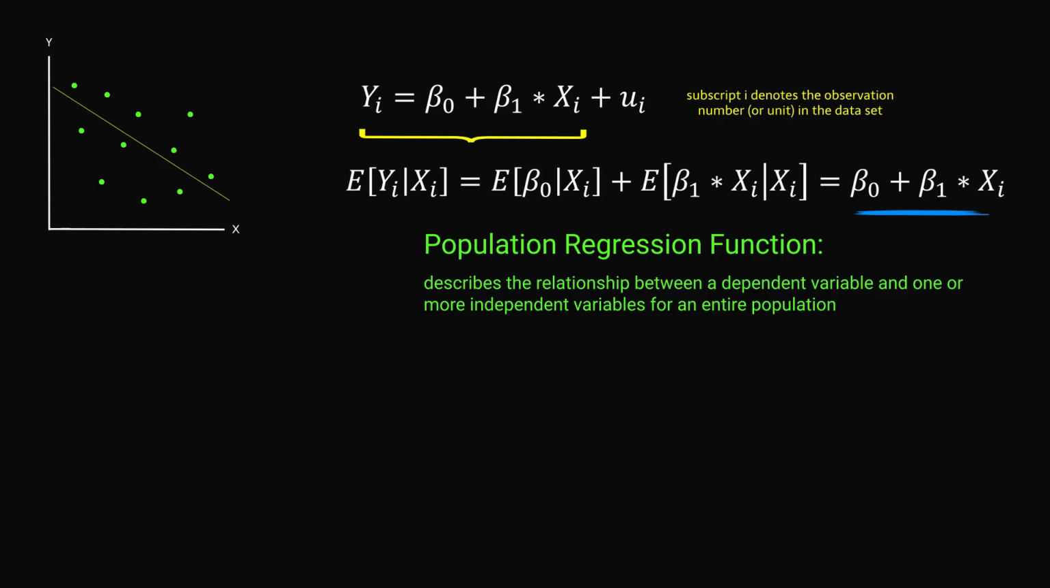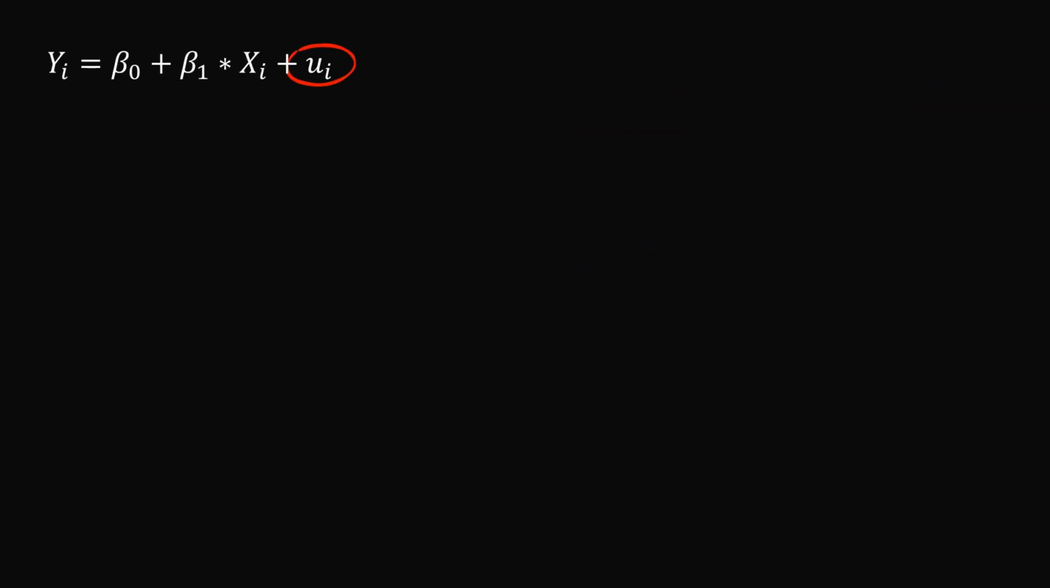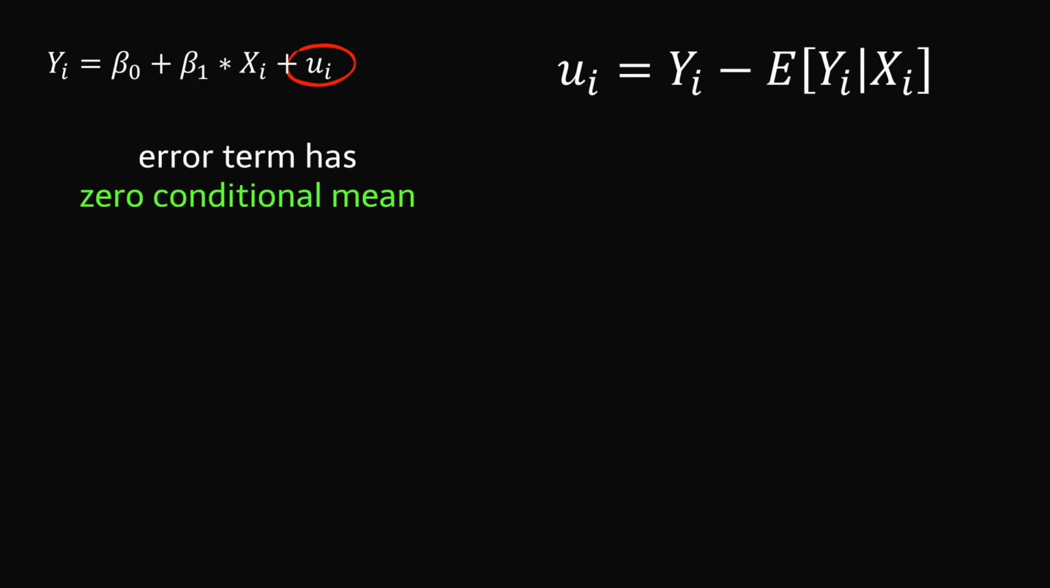Here, beta 0 and beta 1 are the true parameters we are interested in. Ui is the error term, defined as the difference between yi and its conditional mean. Ui equals yi minus the expected value of yi conditional on xi. Note that an important concept here is that, by construction, the error term has zero conditional mean.